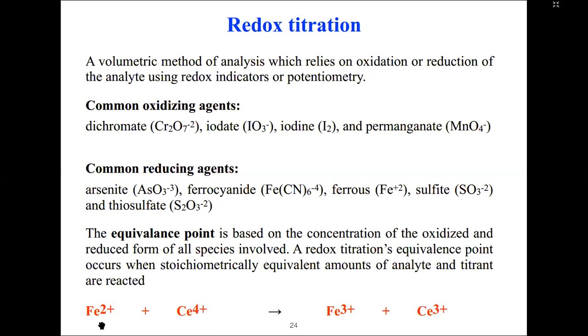Okay. So if you react same mole, here the ratio is also 1:1. So this is an easy example because it's all 1:1:1:1 ratio. So if you react 1 mole of this with 1 mole of that, then you also form 1 mole of Fe3 plus and 1 mole of Ce3 plus.